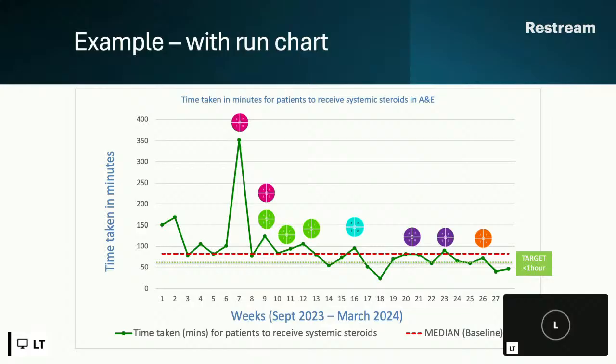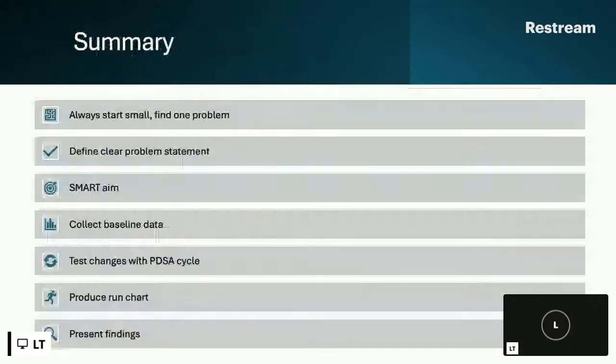So, in summary, to summarize what we've covered today, quality improvement is about making healthcare safer, more effective, more patient-centered. It's different from an audit because QI improves the system, audit measures the compliance. So it's two separate things.